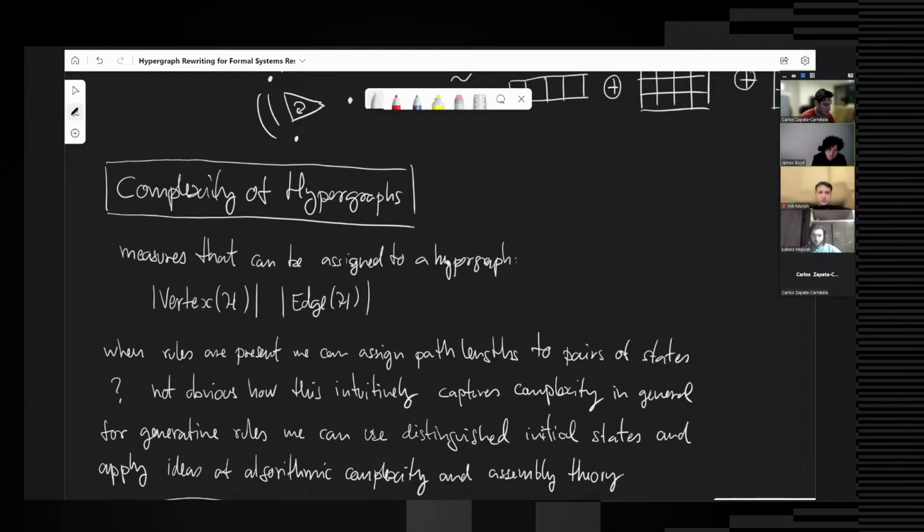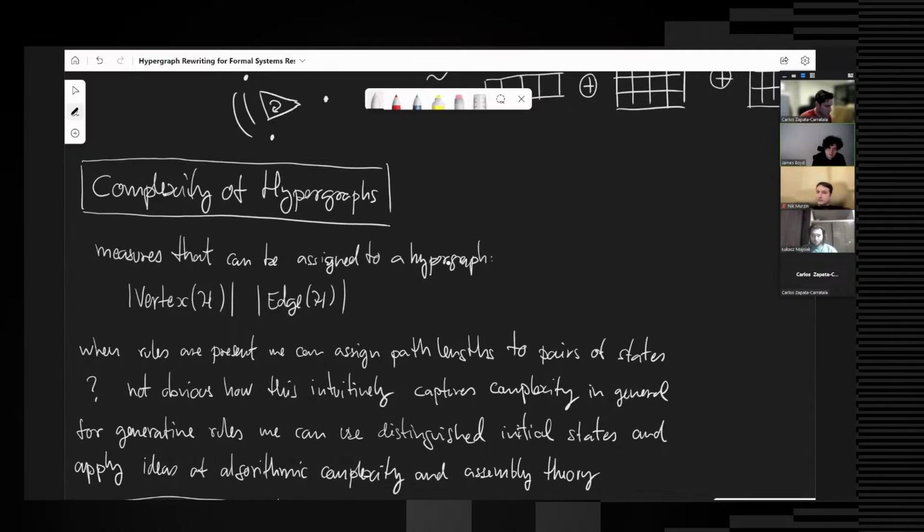Now, when rules are present, that's kind of everything you can do to a hypergraph, unless you want to really assume something quite strong and be far less parsimonious. Now, when rules are present, then you effectively get a way to travel between hypergraphs, right?